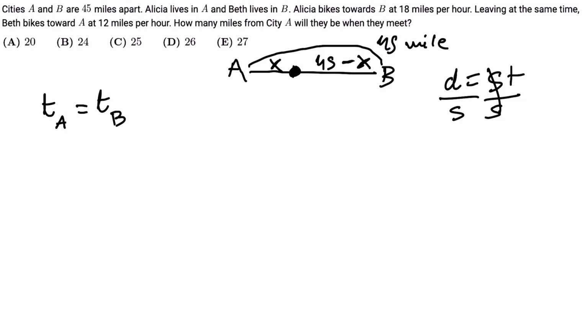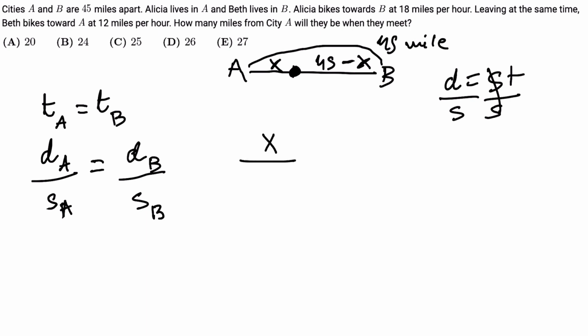So what we figure out here is that the distance A divided by the speed A is equal to the distance B divided by the speed B. And now we can just go ahead and plug in our numbers and then solve for X. Our distance A is X. Our speed A is 18 miles per hour. That's given to us. Our distance B is 45 minus X. Our speed B is given to us as 12 miles per hour.